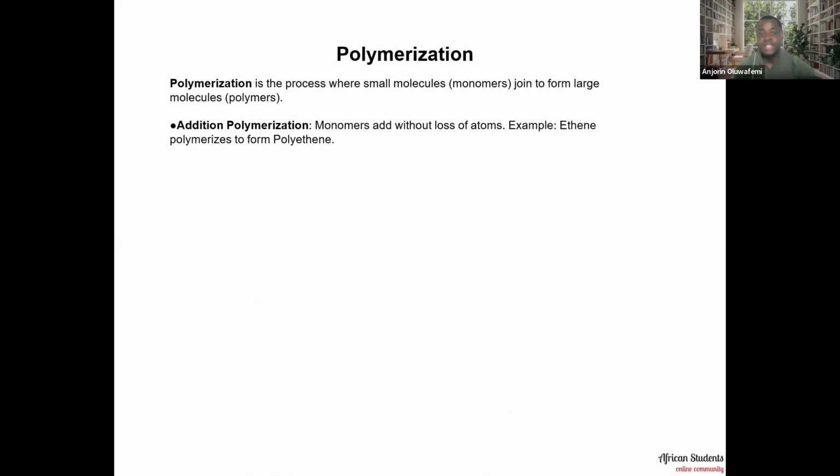We have what we call addition polymerization. Here monomers add without loss of water or loss of atoms. Example, ethene polymerizes to form polyethene. So this is an addition polymerization whereby the monomers just add themselves up, and then there's no loss of any atom whatsoever. That's addition polymerization. It's a category of polymerization. So we can have something like this, small molecules of ethene coming together to form polyethene, okay?